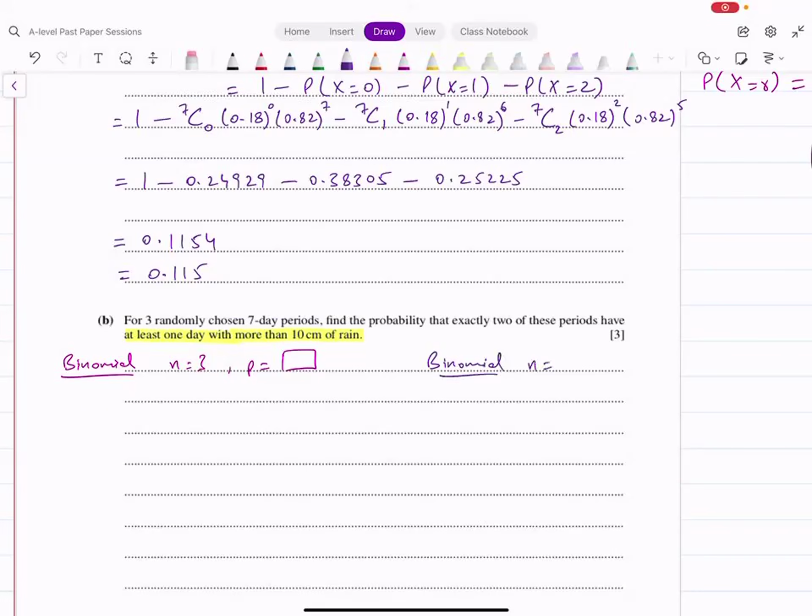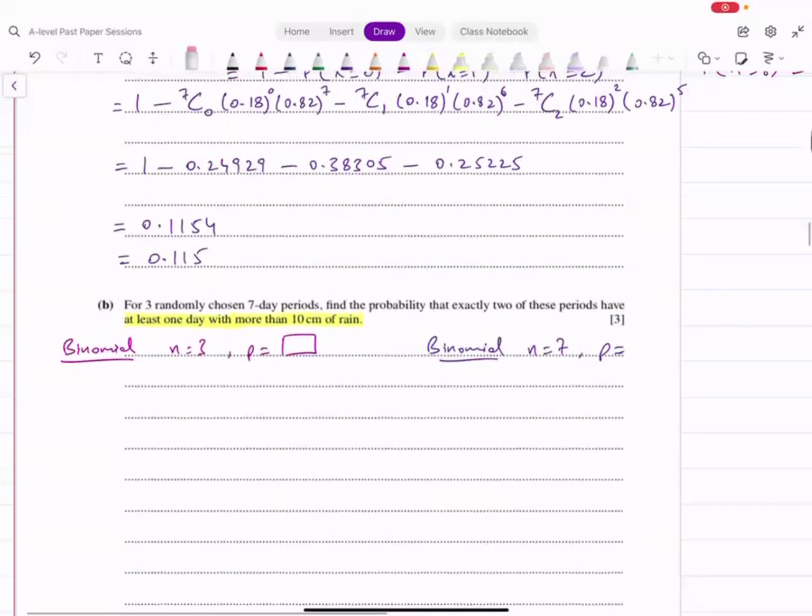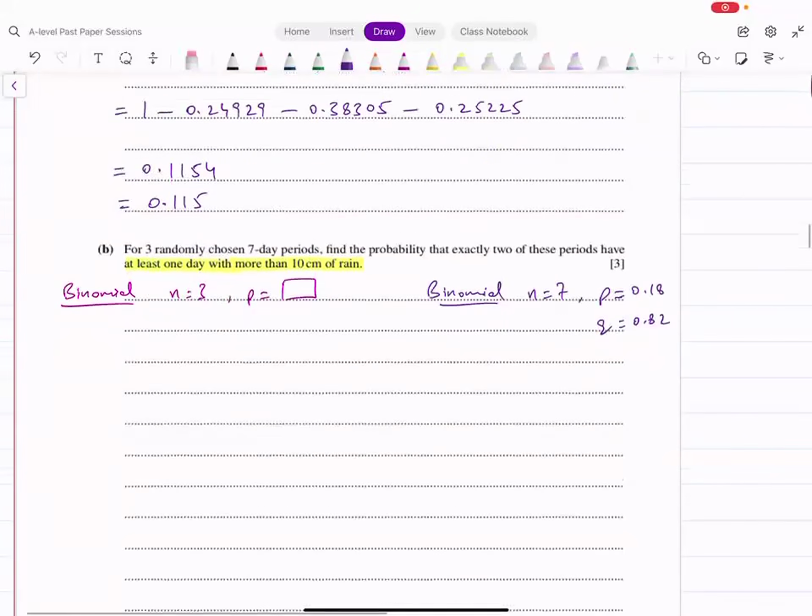उसके अंदर n की वैल्यू क्या थी? n was 7 एंड प्रोबेबिलिटी ऑफ सक्सेस देयर. वहां पे सक्सेस क्या किस तरह डिफाइन हुई थी? वहां पे सक्सेस वाज डिफाइंड as more than 10 centimeters of rain. So basically हमारे पास वो ओरिजिनल बाइनोमियल है, उसमें 0.18 इसकी प्रोबेबिलिटी ऑफ सक्सेस थी and 0.82 was the probability of failure. उसमें हमें सबसे पहले फाइंड करना है what's the probability of having at least one success.